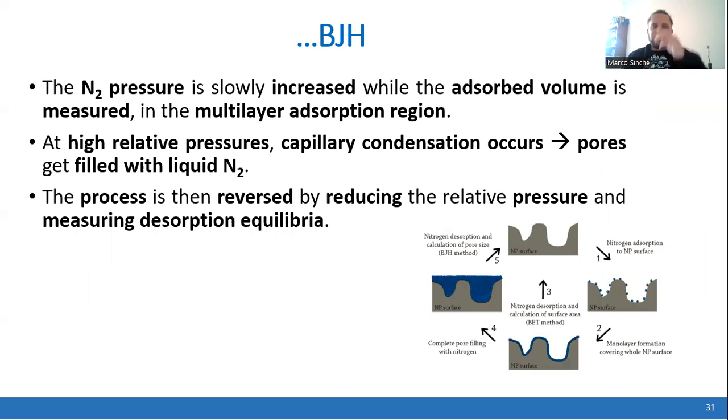At the beginning, the nitrogen pressure is slowly increased while the absorbed volume is measured. Then it is known that a multilayer absorption will take place. Then capillary condensation occurs thanks to the high pressures, so that all the pores are filled with liquid nitrogen. At the end, the pressure will be reduced, and then the absorption equilibrium will be measured.